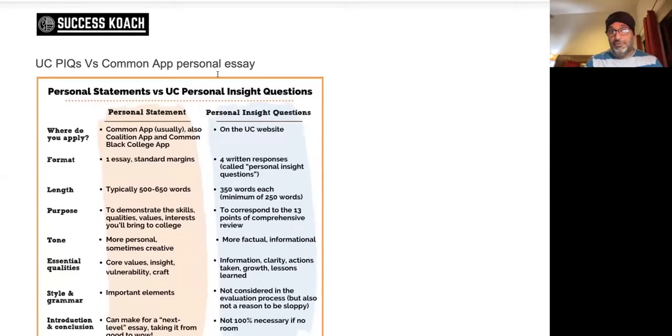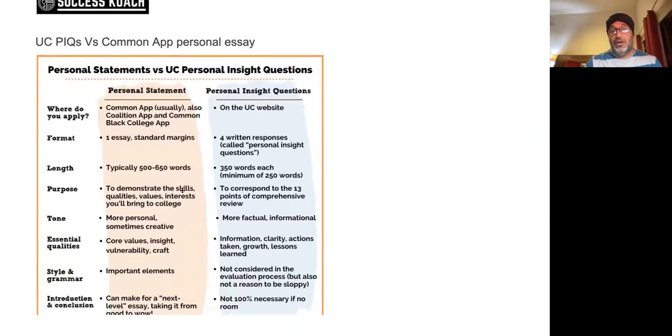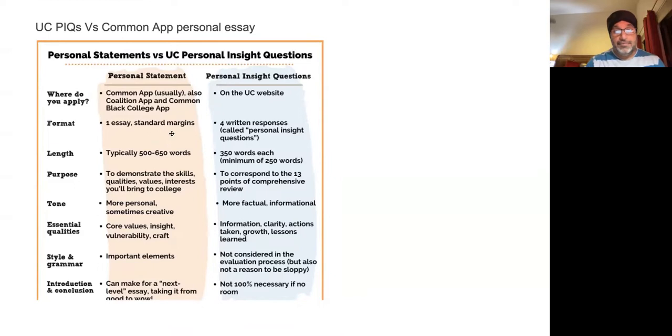Now, PIQs are different from Common App. Common App is a lot more flowery, with a lot more fancy terminology, but it's a lot longer. This one is 350 words. They're expecting to give you four dimensions of your personality.